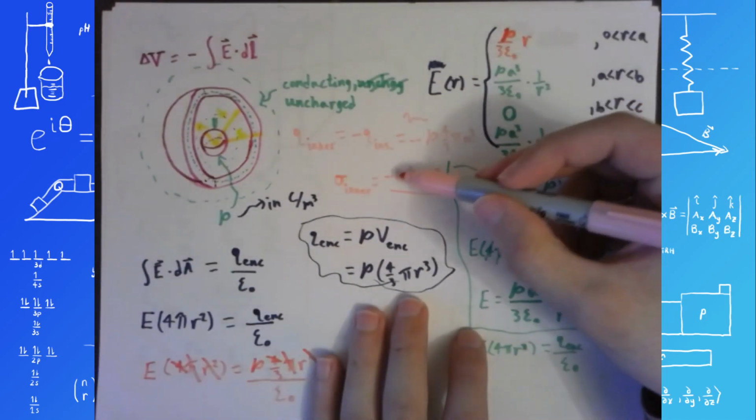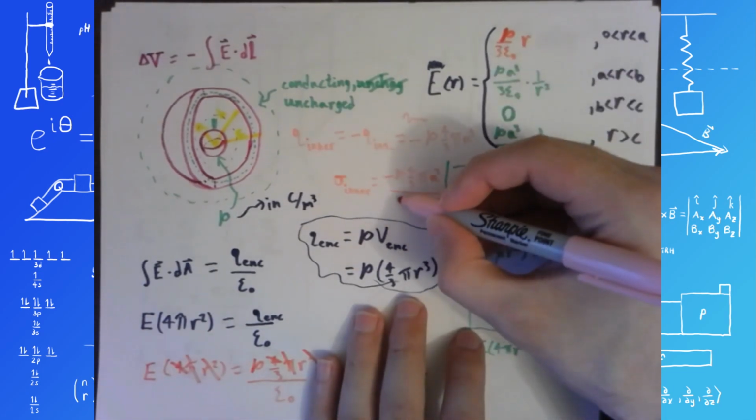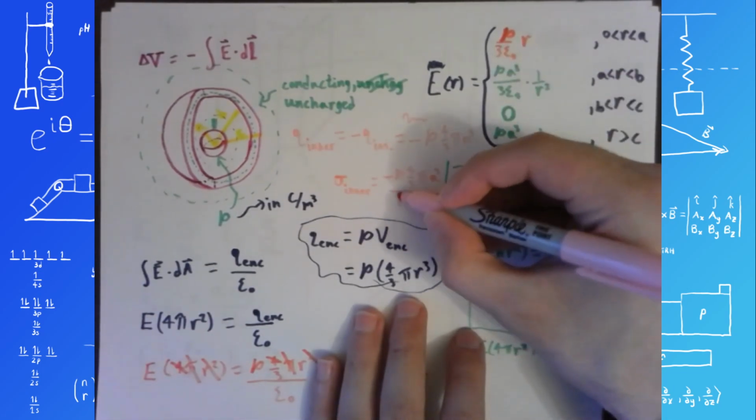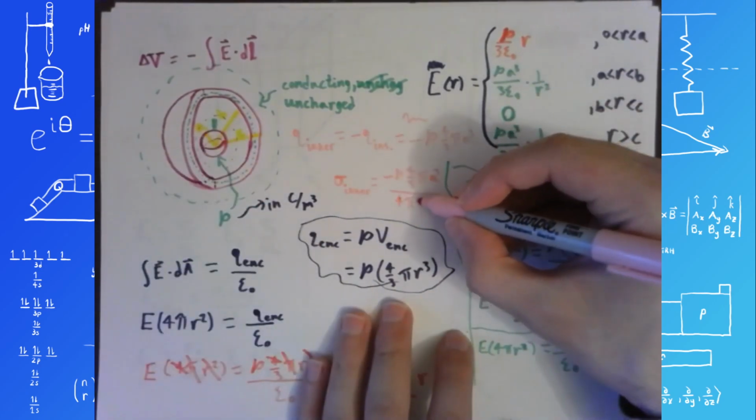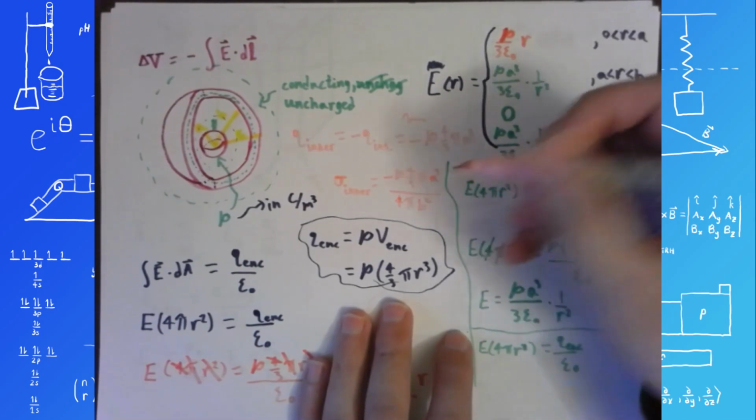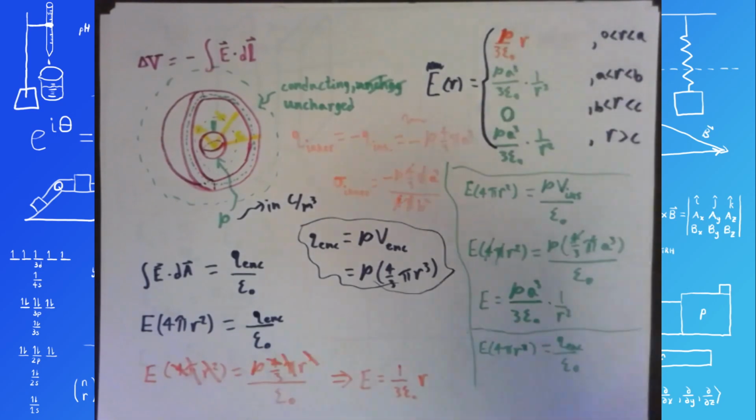Anyway, total charge, negative rho 4/3 pi a cubed, divided by total surface area, which would be 4 pi, and then the inner radius is b, so 4 pi b squared, and you can cancel the 4 and the pi, and you can get the surface charge density for the inner sphere.